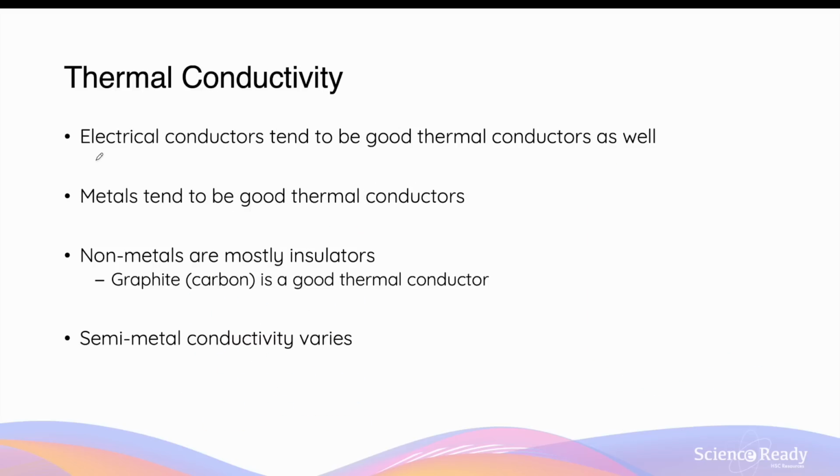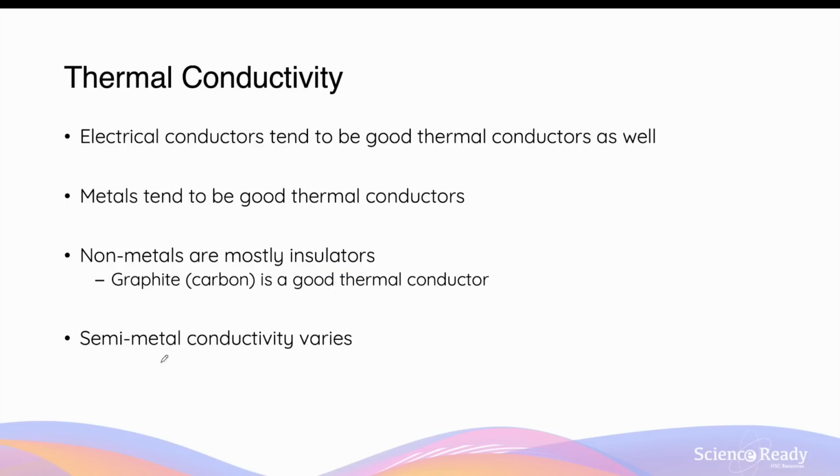As a general rule, substances and materials that are good electrical conductors also tend to be good thermal or heat conductors. This is because electrical conductors rely on mobile electrons, which can also facilitate heat transfer. This is the reason why metals are both good electrical conductors as well as good thermal conductors. Non-metals, on the other hand, similar to electrical conductivity, are mostly insulators when it comes to conduction of heat, with the exception of graphite, which is an allotrope of carbon.